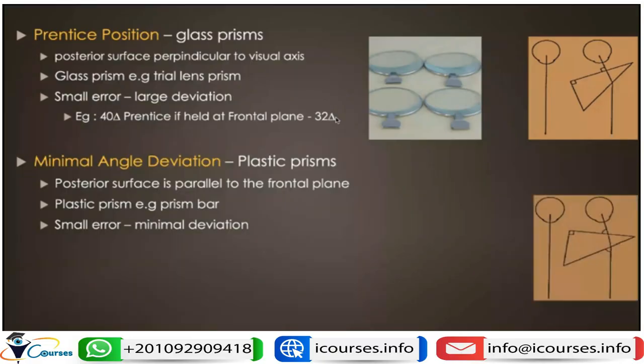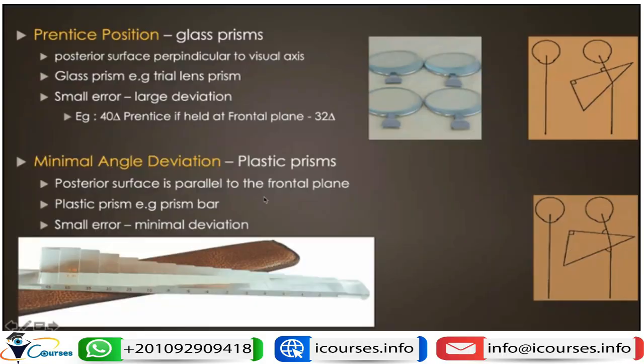The second position is called the position of minimal angle of deviation. This is what we use when we are using the plastic prisms. The plastic prism, like a prism bar, like here, is the one that we use in the examination of a squint case. In such a condition, the posterior surface of the prism is held parallel to the frontal plane. So here is the frontal plane, and here is the prism.